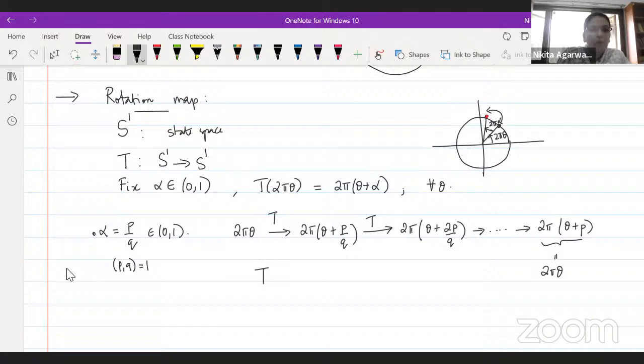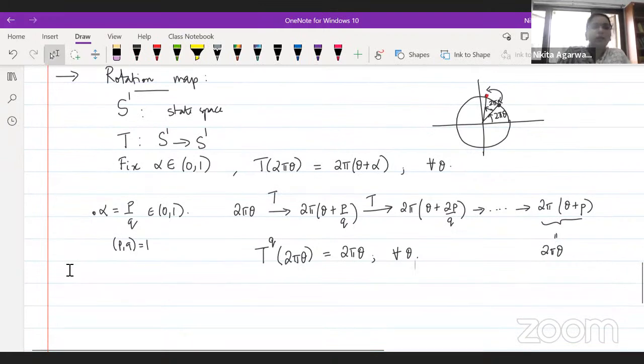Why? Because if I apply T q many times to any point, it keeps it fixed, right? So when alpha is a rational number, the orbit of any point has nothing happening in terms of dynamics. It goes around and it comes back to itself, right? Then again, if you apply enough number of times, it will come back to itself and so on.